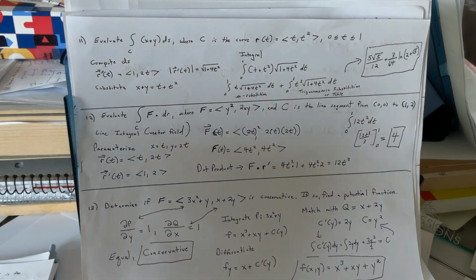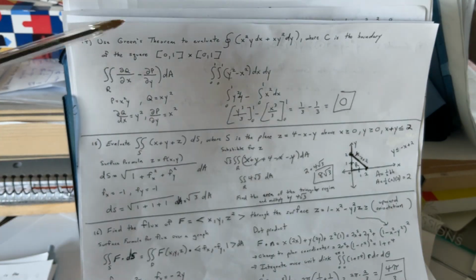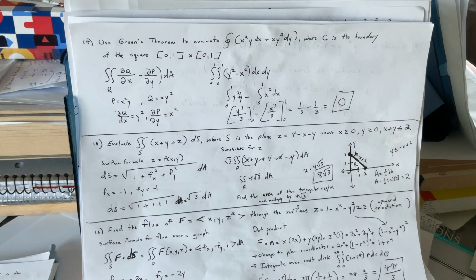Okay, we're moving quickly through this. Numbers 14, 15, 16. Let's do 14. They give you a prompt: use Green's theorem to evaluate the integral of x squared y dx plus xy squared dy, where C is the boundary of the square [0,1] by [0,1].